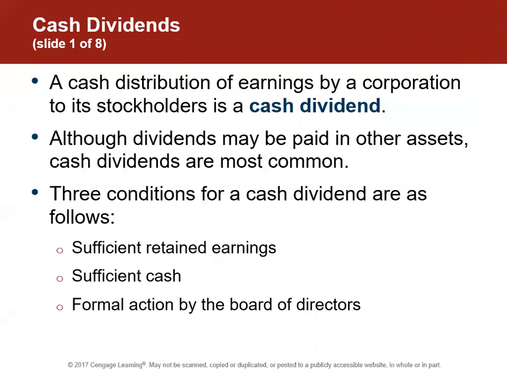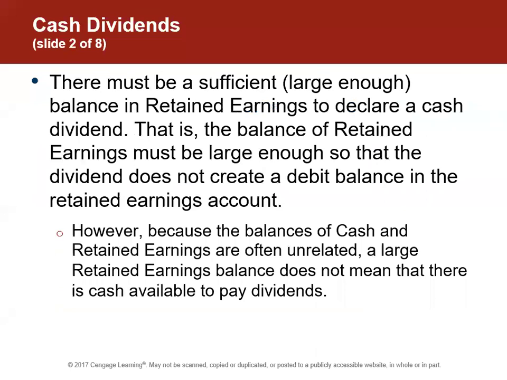If we're declaring a cash dividend, that makes sense, right? We have to have the cash in order to do so. Usually that's going to be in excess of some type of reserve. The company might say you need to keep at least 100,000 or 50,000 in cash, so we would look at that too. And then the board has to vote on it and say, yes, we approve this dividend. So with a cash dividend, we have to have sufficient retained earnings, sufficient cash, and the board has to approve it.